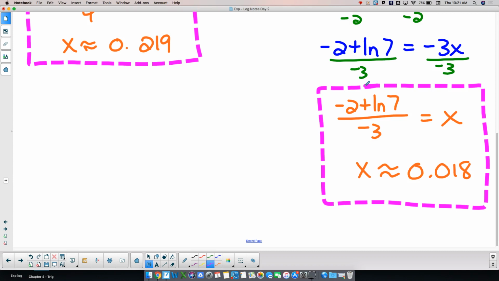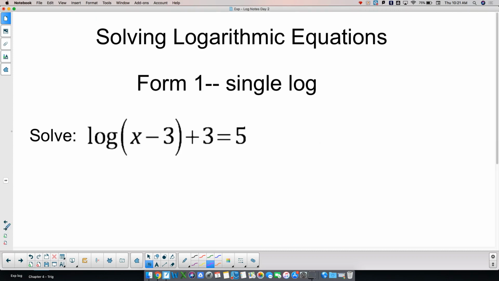Questions on those two? Good. Okay. Put your calculator down. All right, so that's solving exponentials. So we're a fourth of the way there. Next one is solving logarithmics.